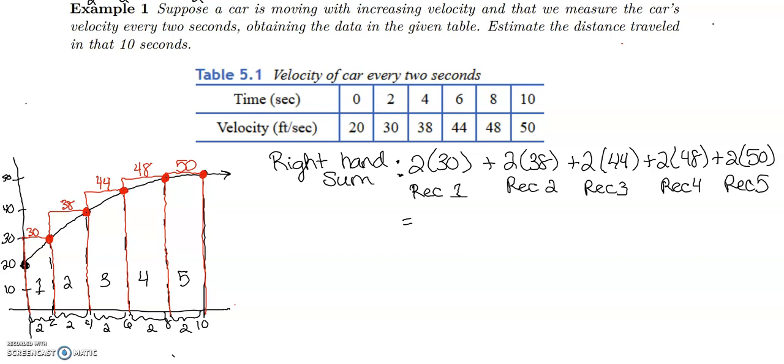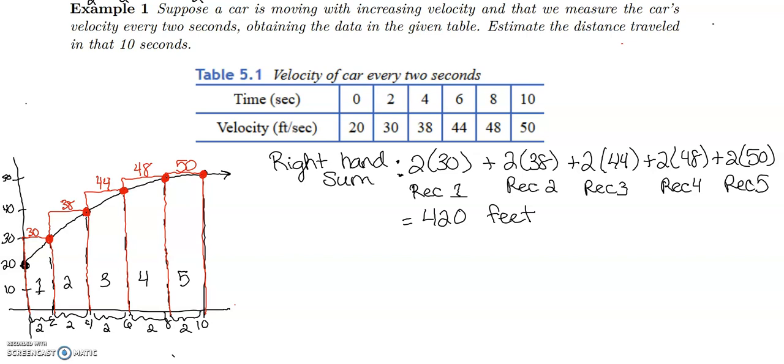If we punch that into a calculator, we will get 420, and this will be in feet, since it's a distance and we're given feet per second. So our distance here will be in feet. So we can estimate that it goes 420 feet if we use our right-hand sum.